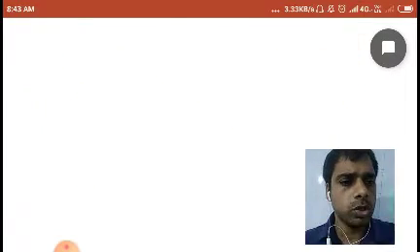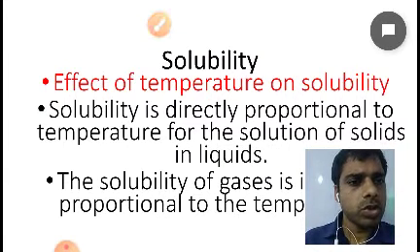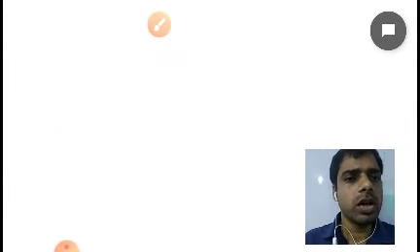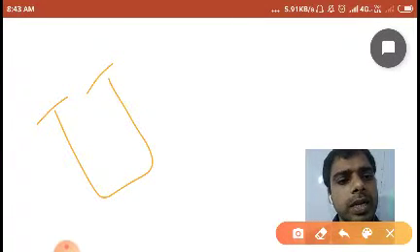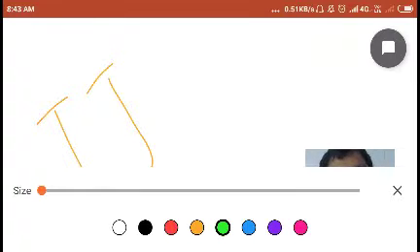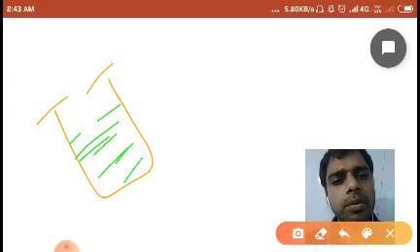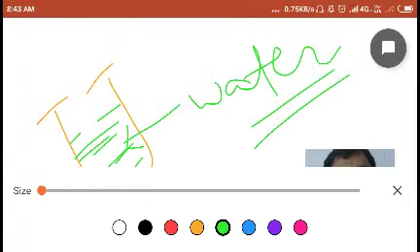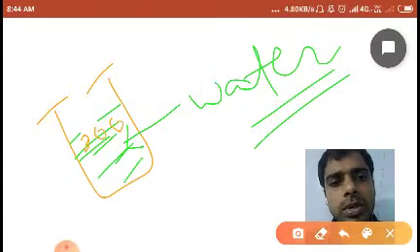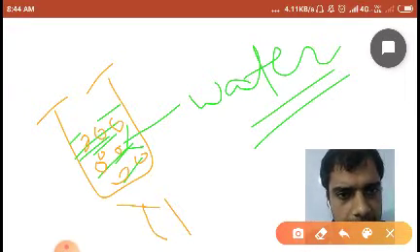So in the first case, you can see the solubility is directly proportional to temperature for the solution of solids in liquid. I have taken the same beaker, and then I have taken water into it, and then I have added some amount of salt into it, and I am increasing the temperature.